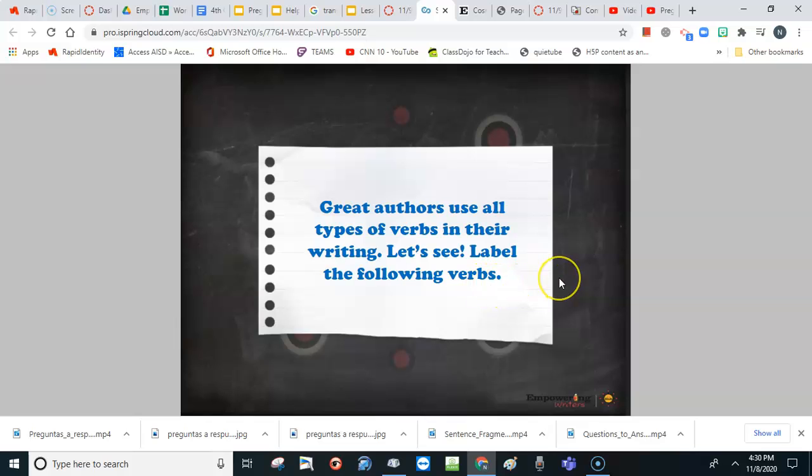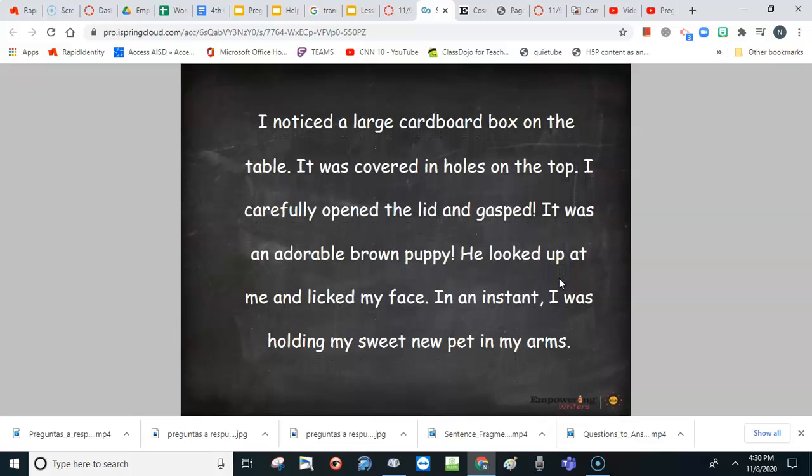Let's see. Label the following verbs. I noticed a large cardboard box on the table. It was covered in holes on the top. I carefully opened the lid and gasped. It was an adorable brown puppy. He looked up at me and licked my face. In an instant, I was holding my sweet new pet in my arms. Now let's go sentence by sentence and find the verbs.